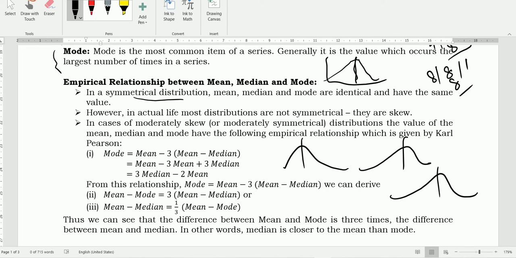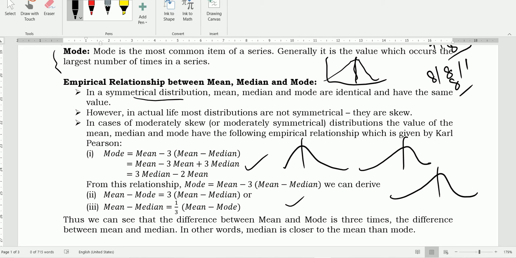In cases of moderately skewed or moderately symmetrical distributions, the values of the mean, median, and mode have the following empirical relationship, a mathematical relationship given by Karl Pearson. This tells the relationship among the mean, median, and the mode. It is given by Karl Pearson, a famous statistician.